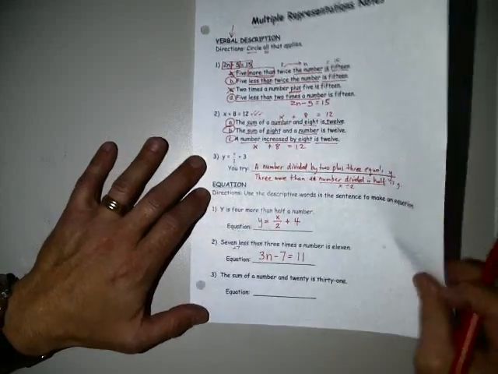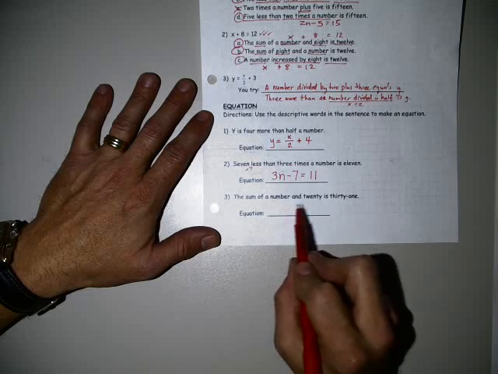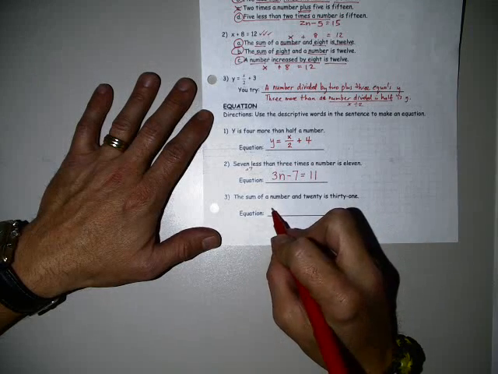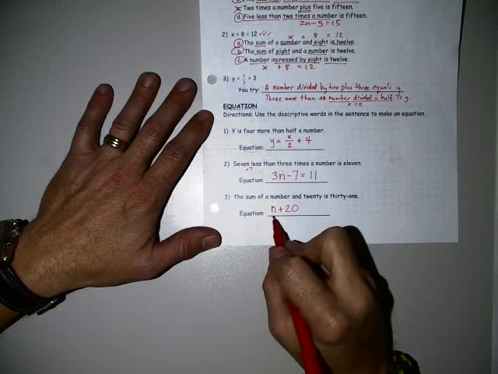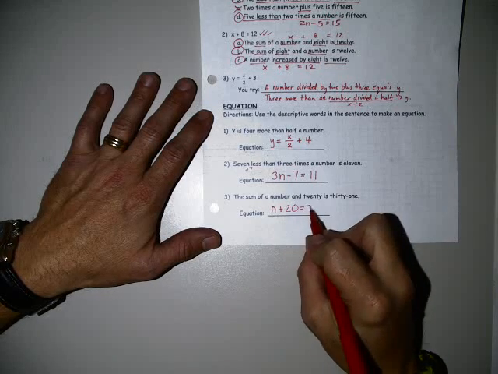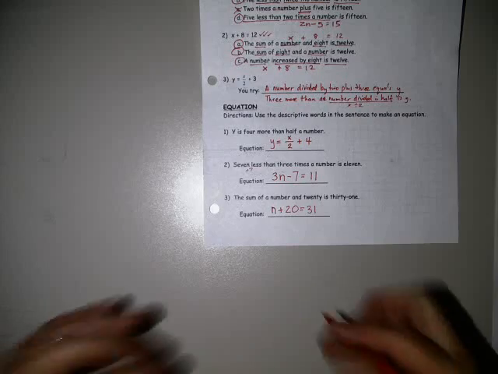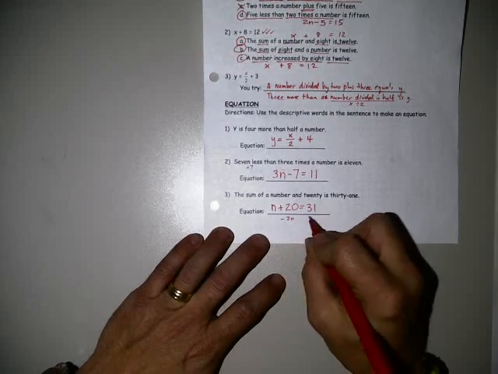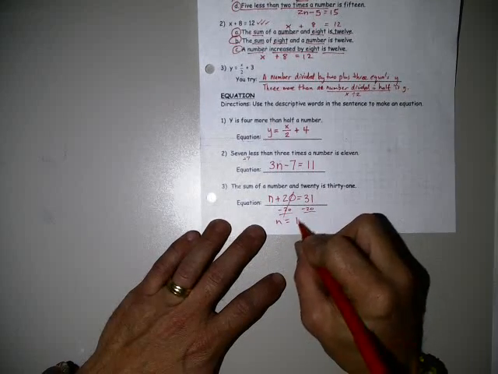Okay, and the last one, again, hopefully this is on the screen. The sum of a number and 20, so I'm going to use n. Sum means add. So the sum of a number and 20 is 31. And that's a pretty easy one. And from there you could see that that would be 11, because to solve this you would subtract 20 from both sides. That would go away. And 31 minus 20 is 11.